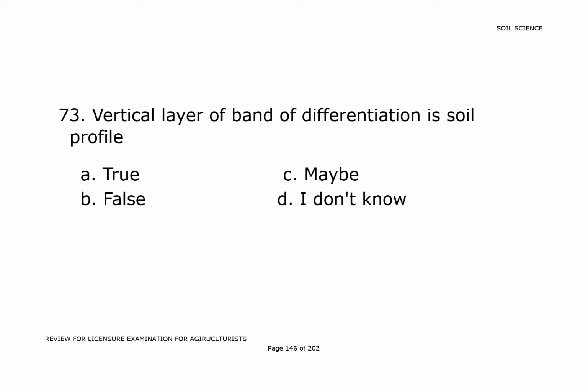The answer is true. Number 73. Vertical layer of band of differentiation is soil profile. A. True. B. False. C. Maybe. D. I don't know.